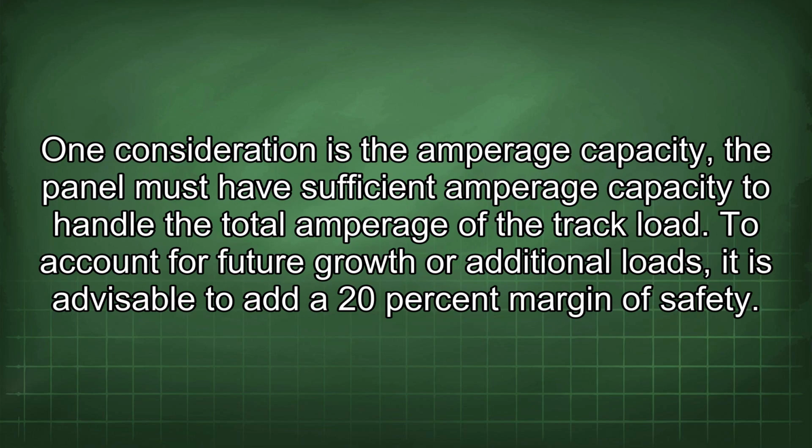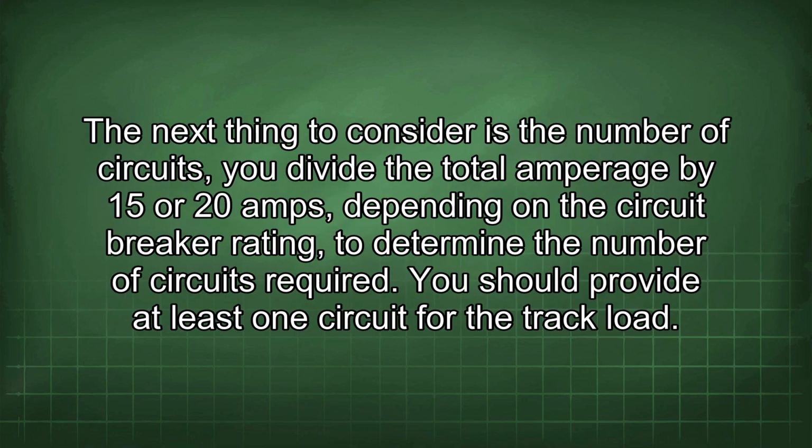One consideration is the amperage capacity. The panel must have sufficient amperage capacity to handle the total amperage of the track load. To account for future growth or additional loads, it is advisable to add a 20% margin of safety. The next thing to consider is the number of circuits. You divide the total amperage by 15 or 20 amps, depending on the circuit breaker rating, to determine the number of circuits required. You should provide at least one circuit for the track load.